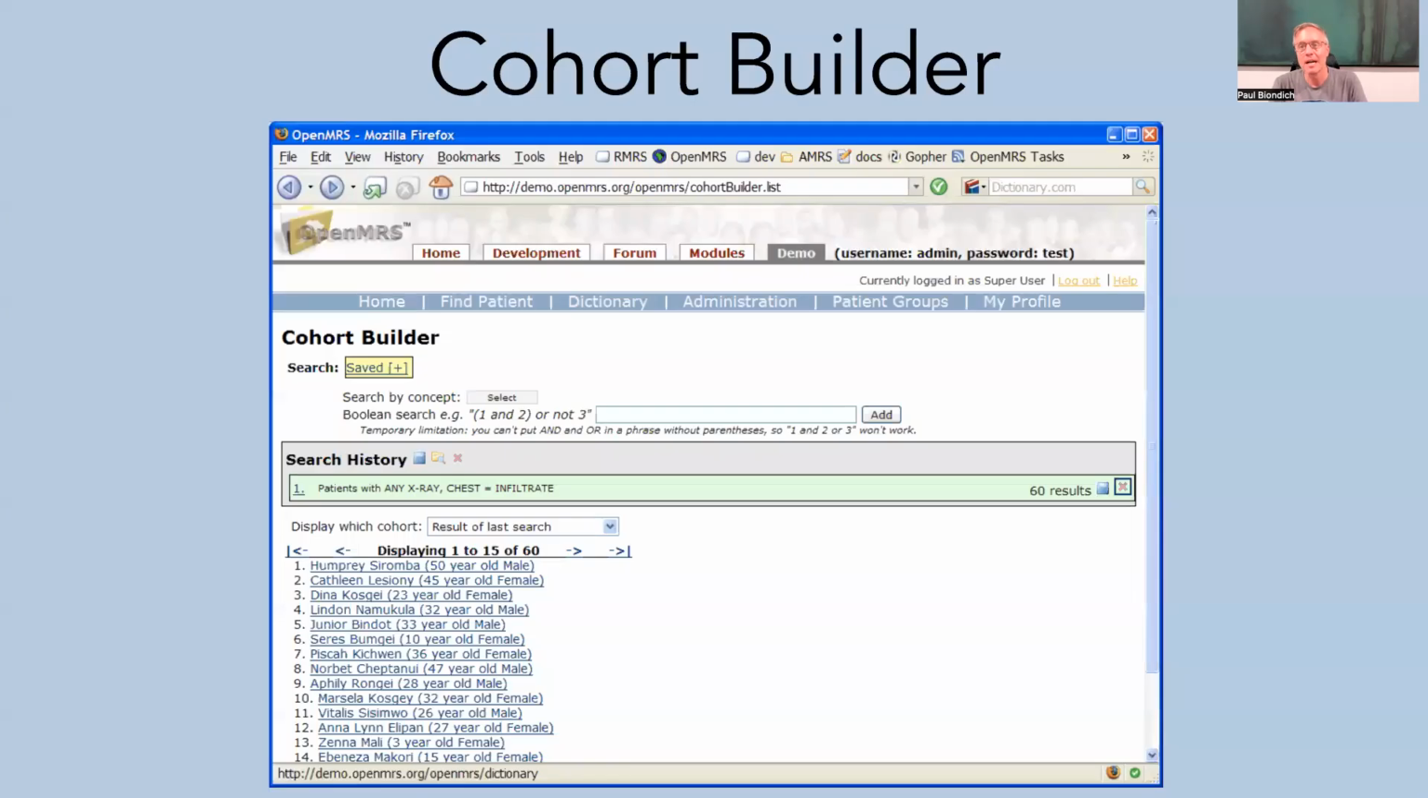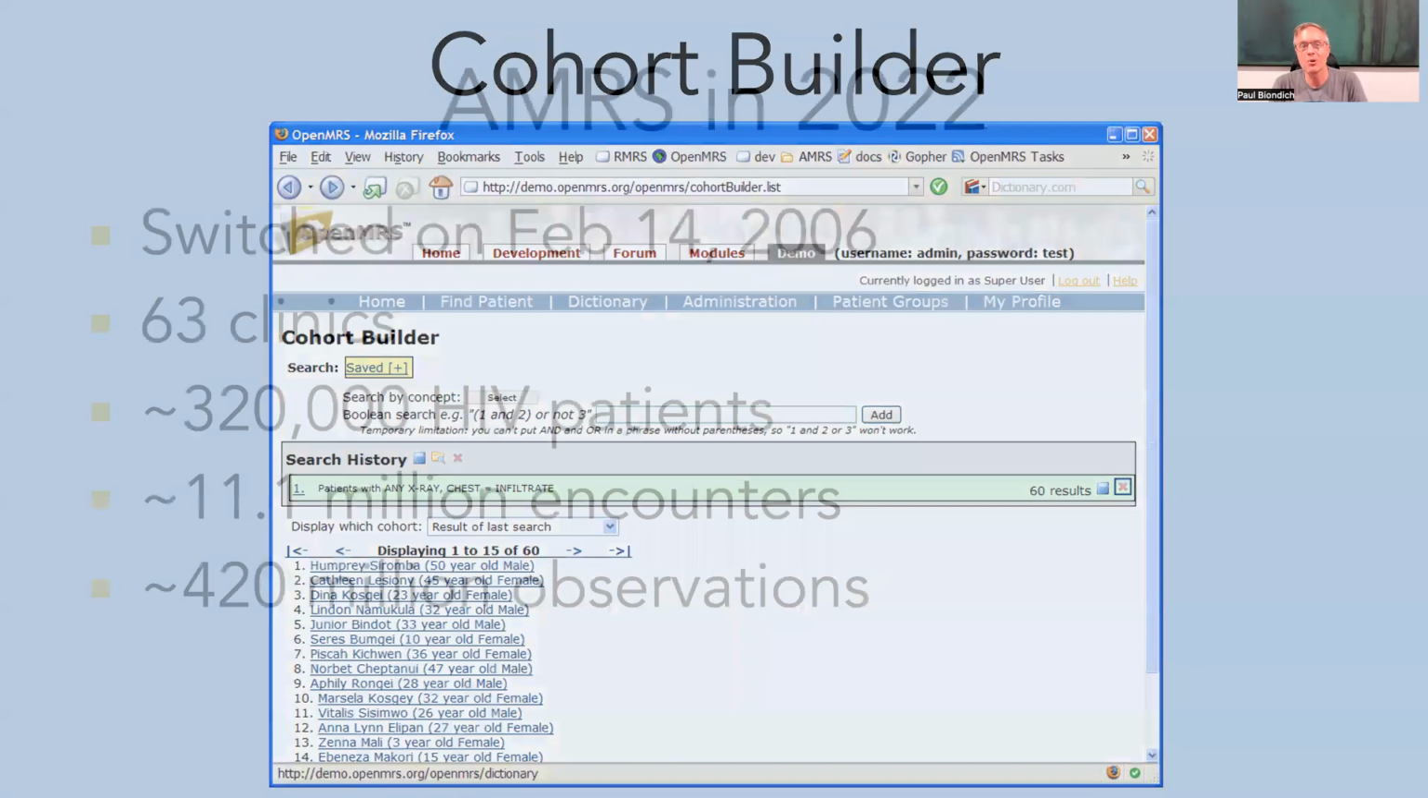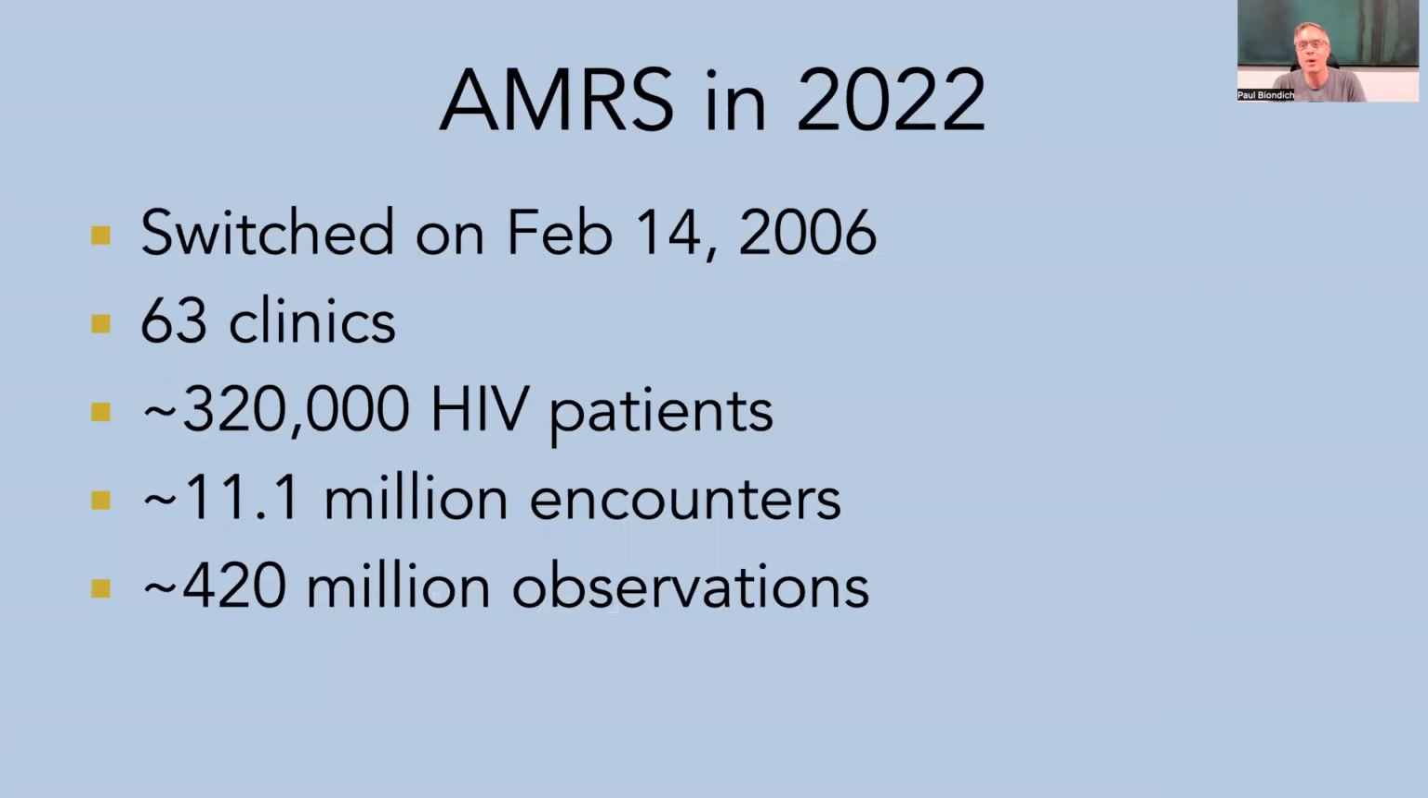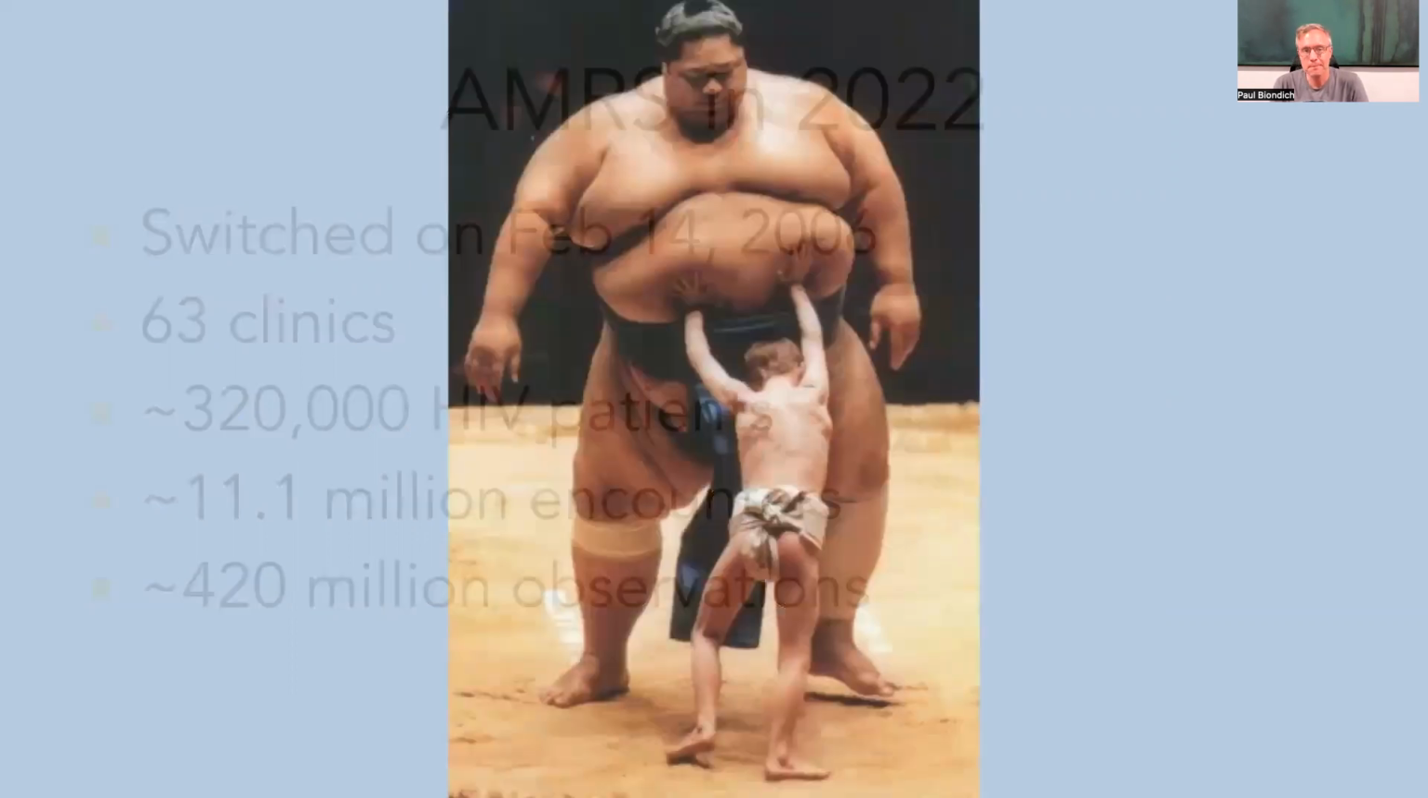And we ultimately started building additional functions where you could, for example, look at collections of patients through something called a cohort builder. Just as a quick anecdote, if you fast forward to today, that AMPATH system and the AMPATH model has grown unbelievably. It has over 63 clinics, and that record system is still operational today, has over 320,000 patients, 11 million encounters, and well over 400 million observations. So a very large system by any measure.